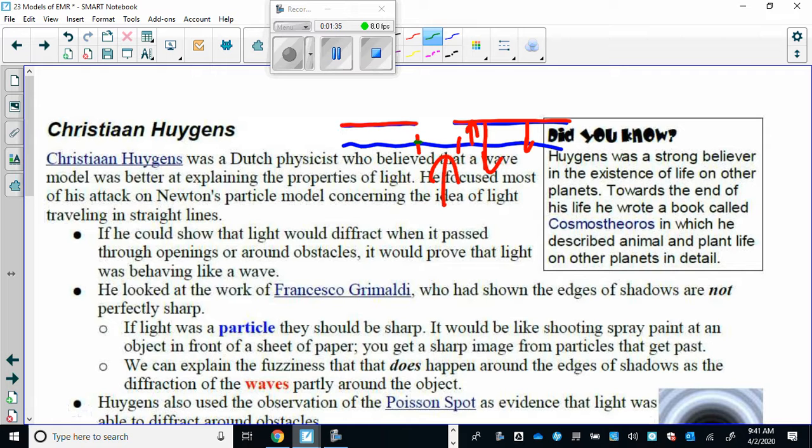Let's change it to green. So this part of the wave will go through the hole, and what will it do when it gets through the hole? It won't just keep going in a straight line. It will bend around this opening. So the water wave will eventually look like this. Okay, so that's diffraction. If light diffracts, then it's exhibiting wave properties.